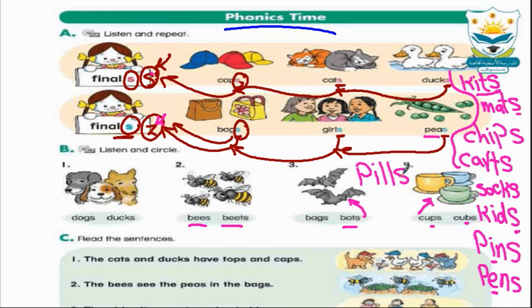Please write all these words in your notebooks. Read the sentences. It says: the cats and ducks have tops. Let's also take the word tops. What's the meaning of tops? The spinning top. Do you know the spinning top, the toy? It's called a top, it spins like a bee, a children's toy. The cats and ducks have tops and caps. Number 2: the bees see the peas. The bees, here, bees with B for book are the insects, but peas with P for pen, E-A, are the peas. The bees see the peas in the bags. Okay?